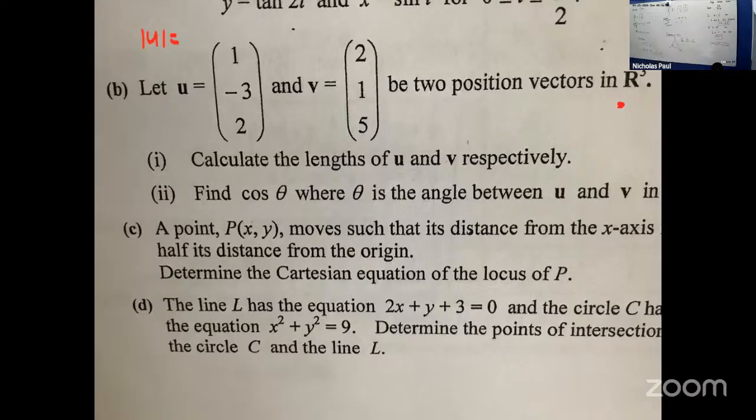What did you all get for the magnitude of u? Root 15? And what did you all get for the magnitude of v? Root 30? And last part, angle. So that's root 14 or root 30. And when you multiply, I got 9.